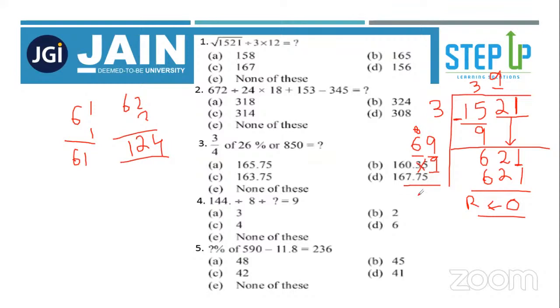So my answer for root of 1521 will be 39. So this answer would be just 39. 39 divided by 3 times 12. Are you clear with that now? Are you clear?